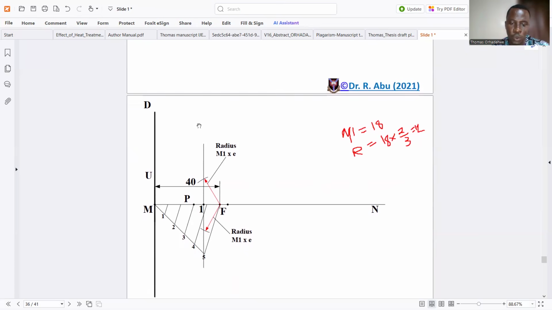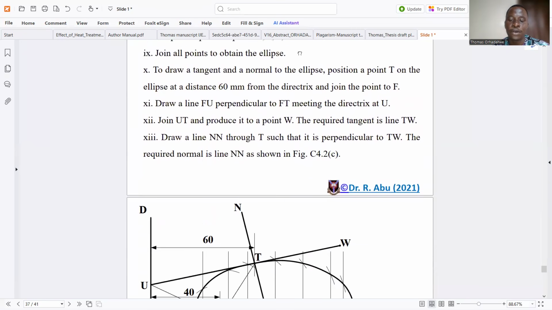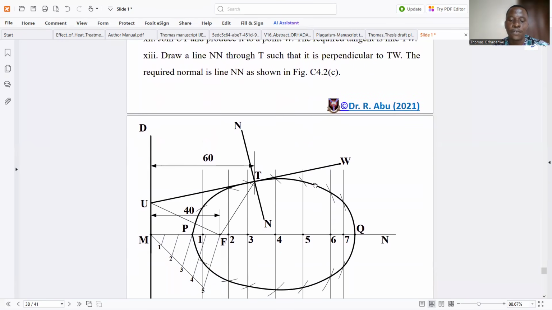Okay, so you repeat the same thing for points 2, 3, 4, 5, 6, as the case may be. So you also pick arbitrary points 2, 3, 4, 5 as many as you can. And what do you do again? You measure from M to 2, that's M2. Multiply by the eccentricity to give you the radius, and with that radius and point F, you cut the line 2 up and down. So do the same thing all through. At the end of the day, you join the points as before.